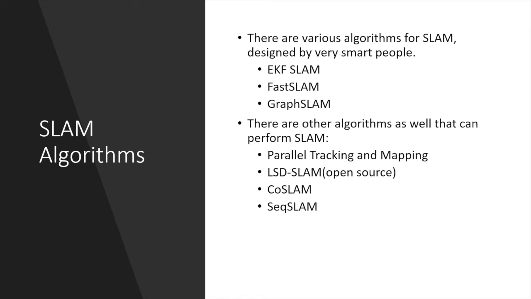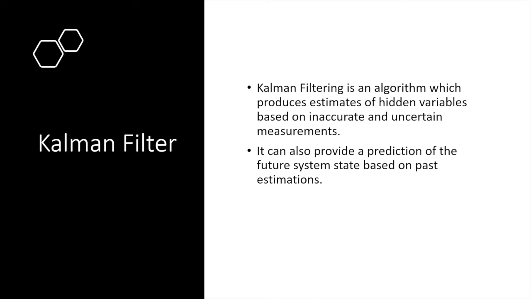So in this presentation, we are going to discuss briefly about EKF SLAM. So what is EKF SLAM? EKF SLAM is extended Kalman filter SLAM. The term to be noted here is Kalman filter. So what is a Kalman filter? Kalman filtering is an algorithm which provides estimates of hidden variables based on inaccurate and uncertain measurements. So basically, a Kalman filter observes the surroundings and the state of the system and tries to make predictions about the further state of the system. So why is it used? Kalman filters are very good for systems which dynamically change.